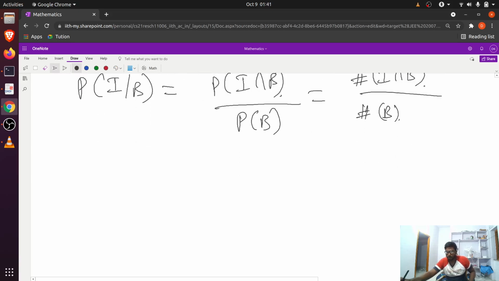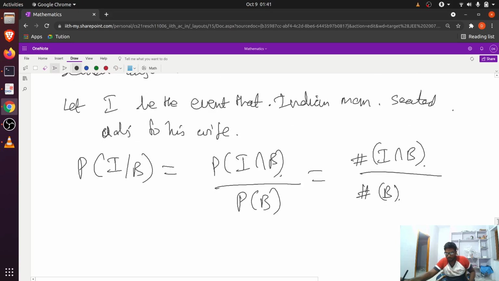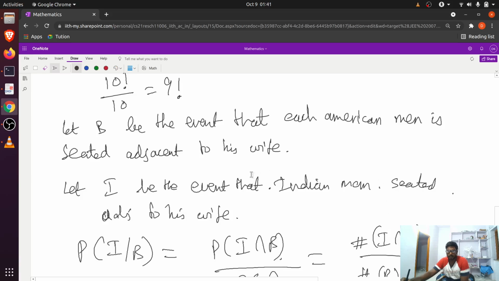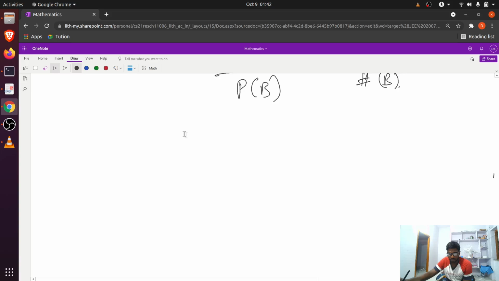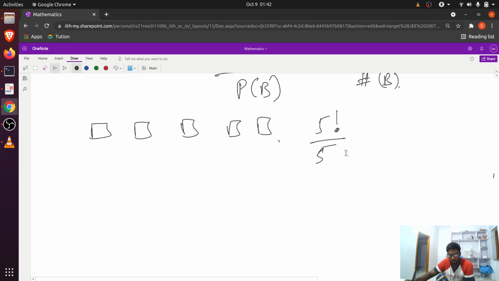So what is I intersection B? I intersection B means the Indian man is seated adjacent to his wife, and all American men are seated adjacent to their wives. Basically, it says that every man is seated adjacent to his wife. That means you can consider 5 couples, 1, 2, 3, 4, 5. How many ways can you arrange 5 couples at a circular table? It would be nothing but 5 factorial divided by 5.